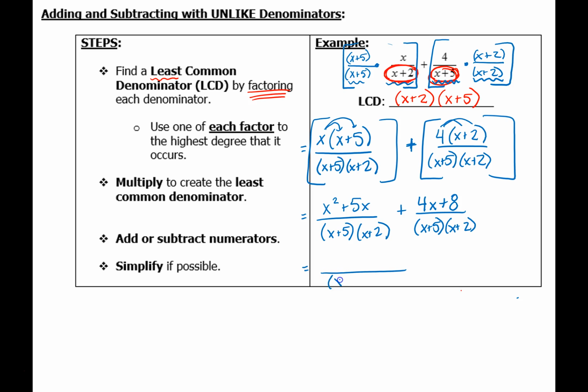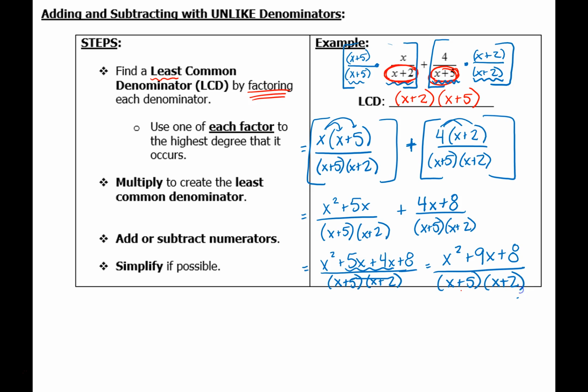All of this is going to be over the common denominator of x plus 5 times x plus 2. And then I'm adding. So let's see, I have x squared plus 5x plus 4x plus 8. I have some terms that I need to combine here as I simplify. These two middle terms are like terms, so I'm going to add them together and put this all over my common denominator.